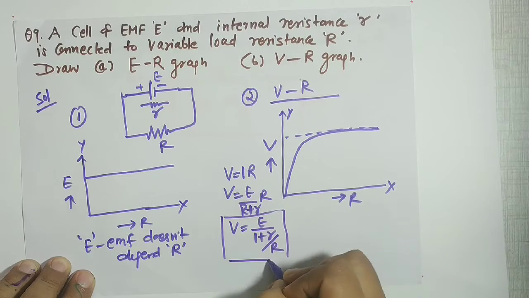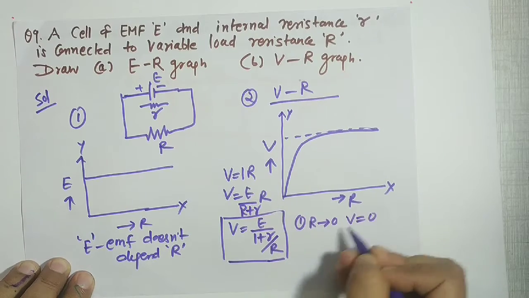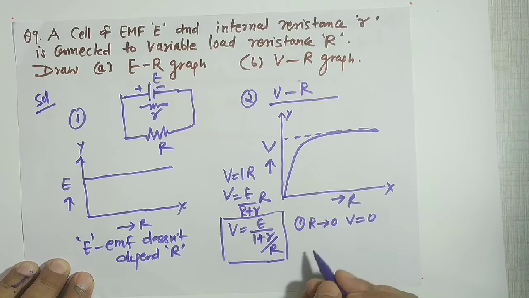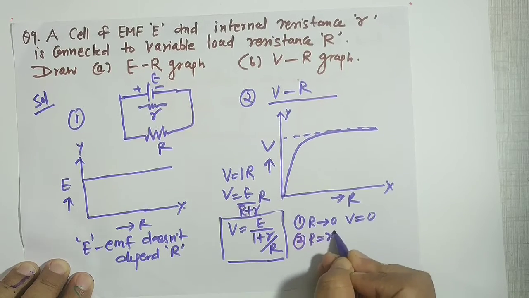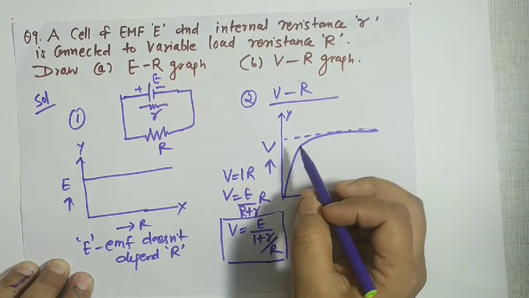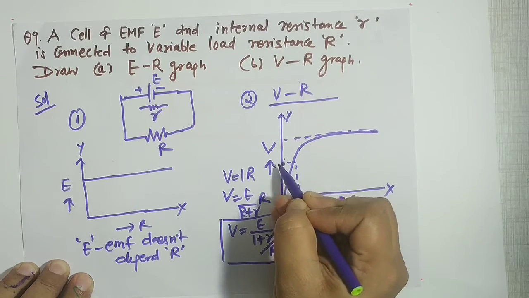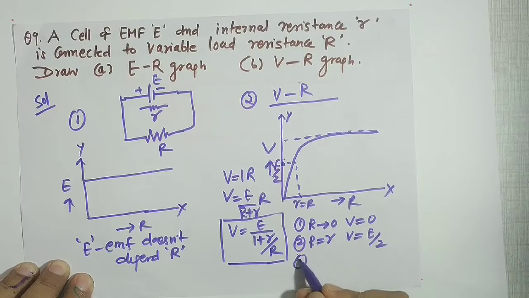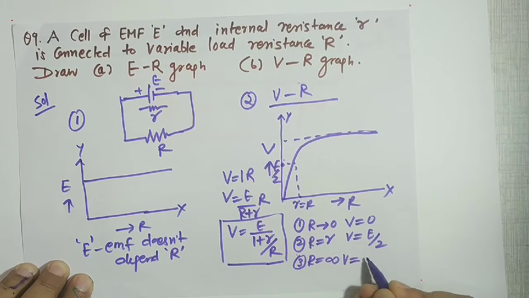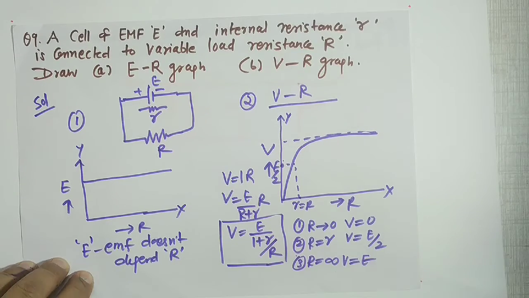A very interesting thing is that first, if we take R as 0, V will be 0. You see it here, because something upon infinity will become 0. Second, if R becomes equal to r, you put it in, so V becomes E by 2. This is the case where R is equal to r, so V is E by 2. And third, when R goes to infinity, V becomes E. If R is infinity, then r by R is 0, so V equals E. So this is the explanation of the graph.